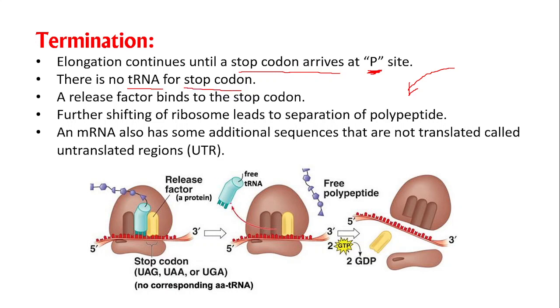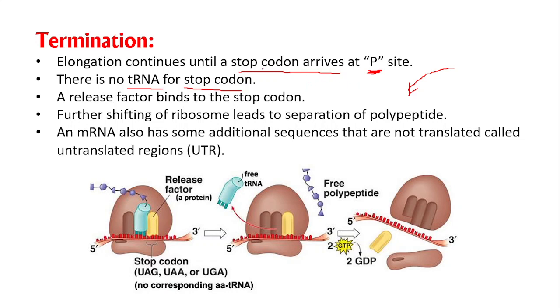See here, all the three steps are shown in a common diagram. In the first step, what will happen? Initiation will take place, and in the second step, elongation will take place. After elongation, when the complex reaches a region where a stop codon is present, then what will happen? The process of translation will be terminated.